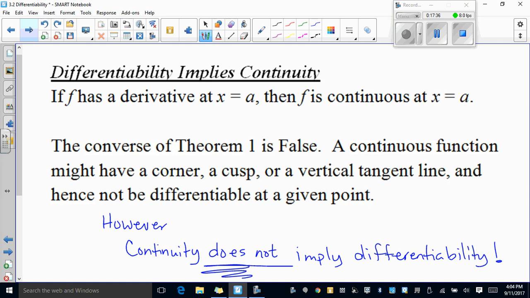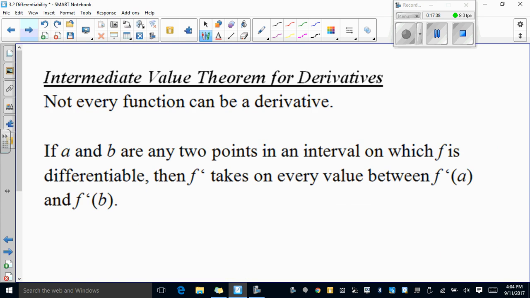And one last little thought here on this one, intermediate value theorem for derivatives. Okay, so go back to before, what we were doing in the intermediate value theorem was to prove that if a function is continuous, that given 2 points, we can identify another point between them. So an intermediate value theorem for derivatives, not every function can be a derivative. If a and b are any 2 points in an interval on which f is differentiable, then f prime takes on every value between f prime of a and f prime of b.